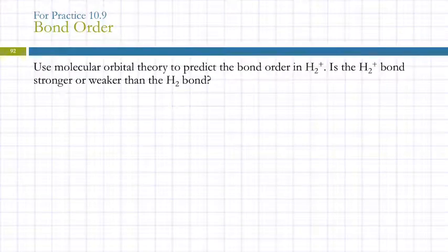Okay, so we should be able to do things like this. Use molecular orbital theory to predict the bond order in H2 plus. Is the H2 plus bond stronger or weaker than the H2 bond? So we need to draw a molecular orbital diagram.